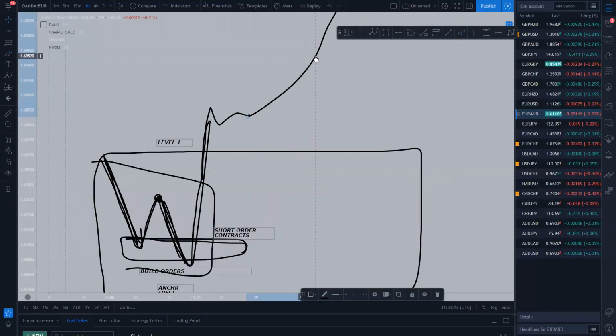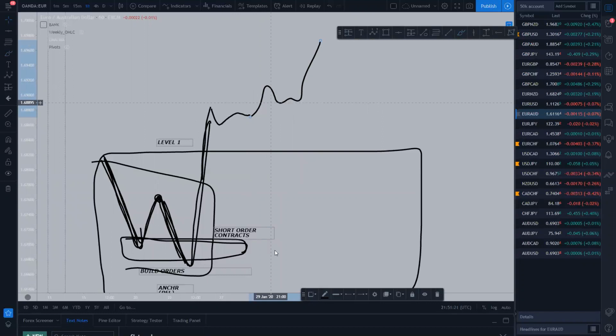Or what they're going to do is they're going to take it away in Asia. And in London, they're going to bring it back down 50% of Asia, and they're going to take it away again. This is a third variation. Okay, so we're going to be teaching you guys these variations, but this is the trade.